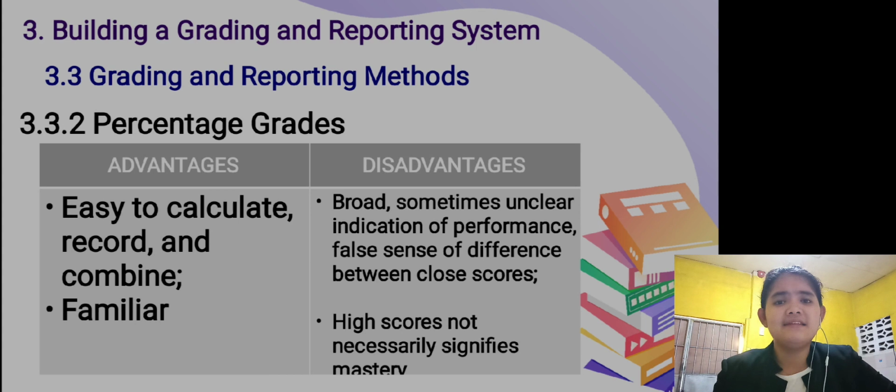Second, the percentage grade, or the ultimate multi-category grading method. It can range from 0 to 100, usually based on percent correct on exams and or percent of points earned on assignments. Generally more popular among high school teachers than elementary teachers.